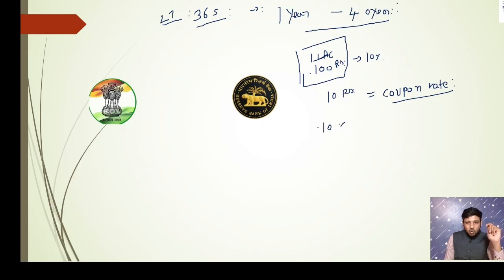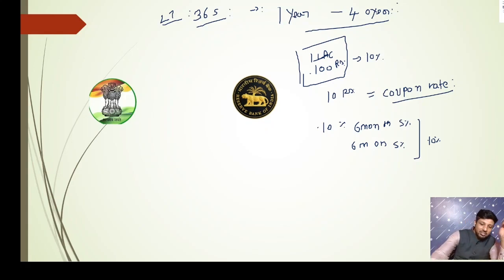If 10% is the coupon rate, every 6 months you will be getting 5%. So in 1 year you will be getting 10%. So the coupon is distributed half yearly, once every 6 months. So this is the value of the long-term government securities.